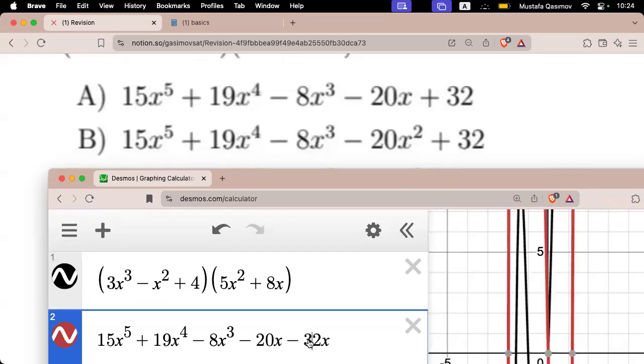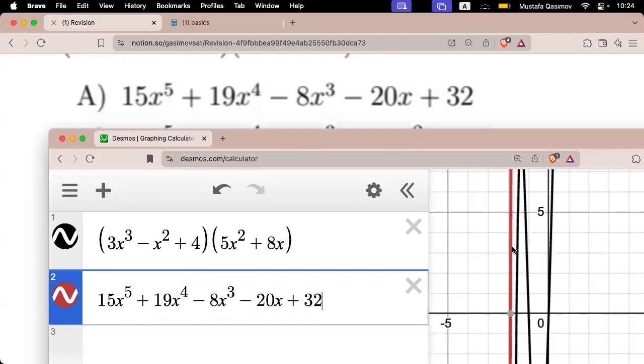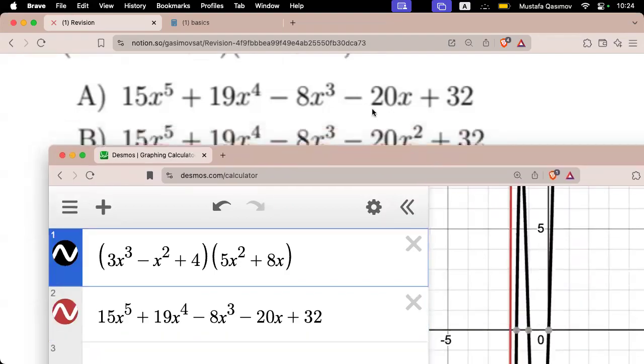Okay, it is option A. It is also not the same, right?